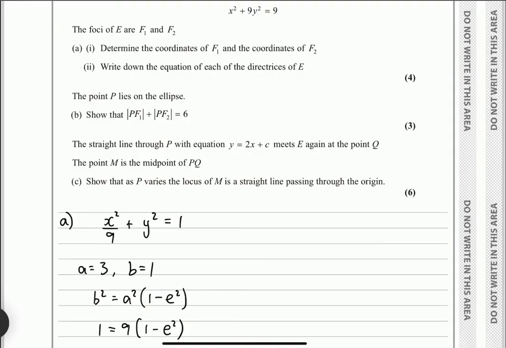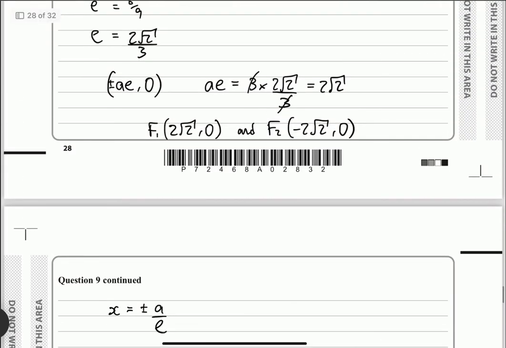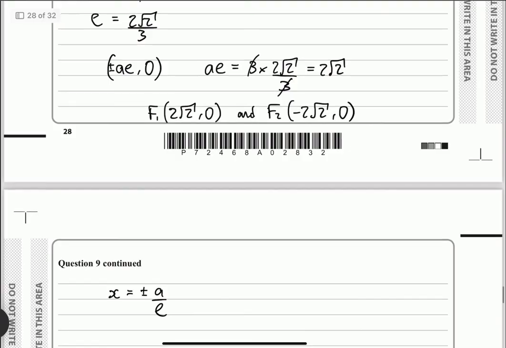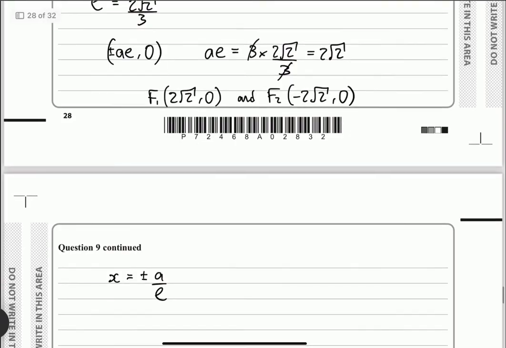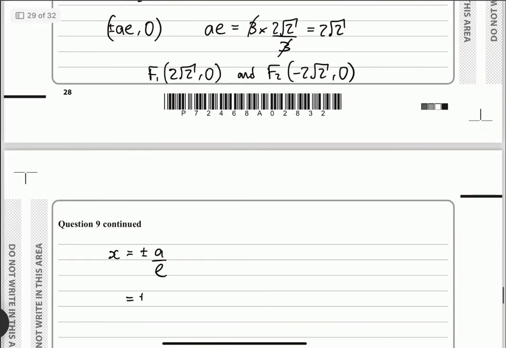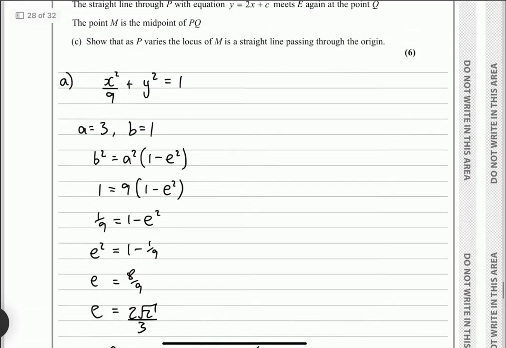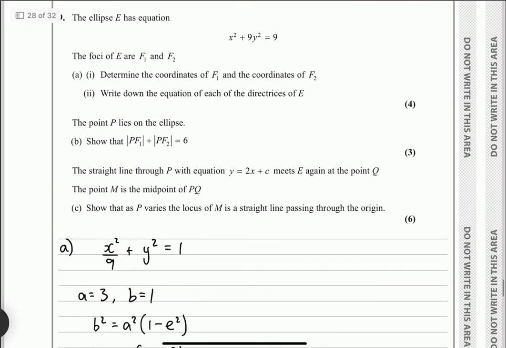Write down the equation of each of the directrices of E. Again, as I mentioned earlier, this is in your formula booklet. If you forget, x is equal to plus or minus a over e. And we know a is 3, we just found e is 2 root 2 over 3, which gives us plus or minus 9 root 2 over 4. We've got our two directrices there.